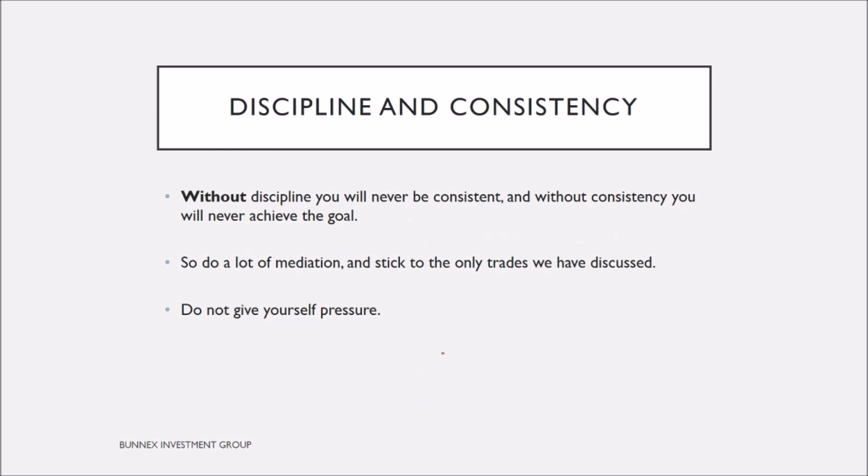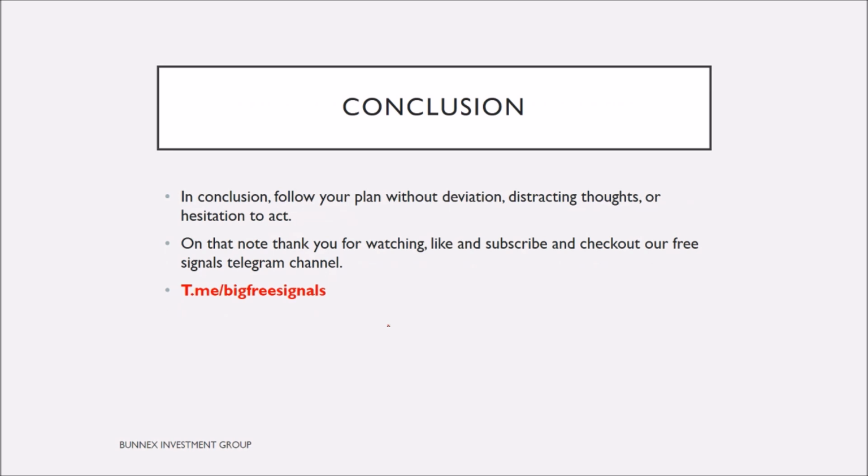So as I always say in all my videos, without discipline you will never be consistent, and without consistency you will never achieve the goal. So do a lot of meditation and stick to the only trades that we have discussed, and do not give yourself pressure, especially in the next incoming year 2021. Trade smoothly, have a trading journal, and make sure you journalize each and every trade that you take with the defined risk management and risk to reward ratio. In conclusion, follow your plan without deviation, distracting thoughts, or hesitation to act.